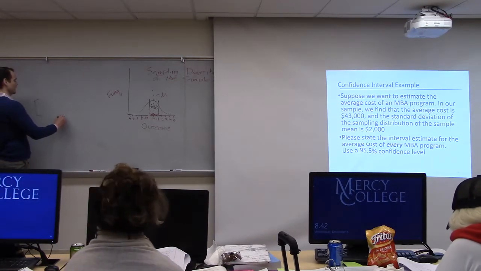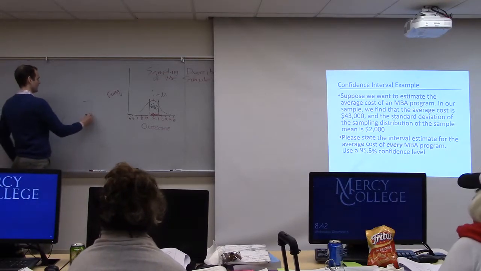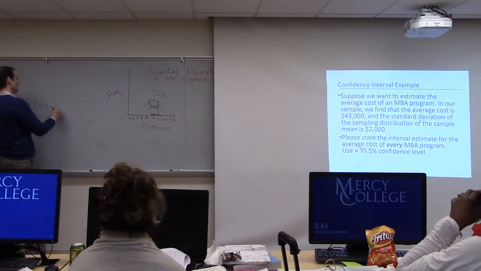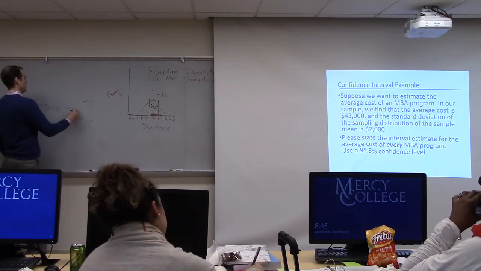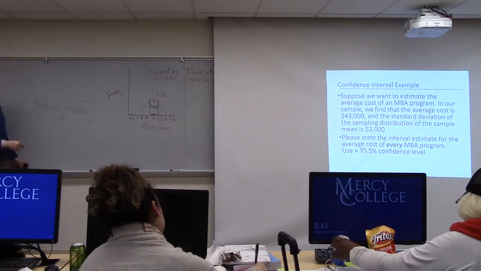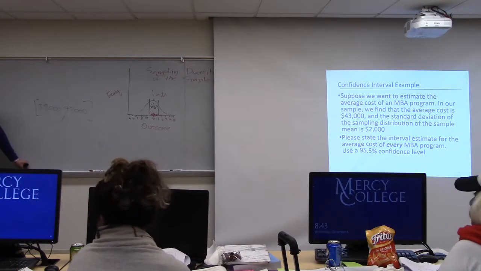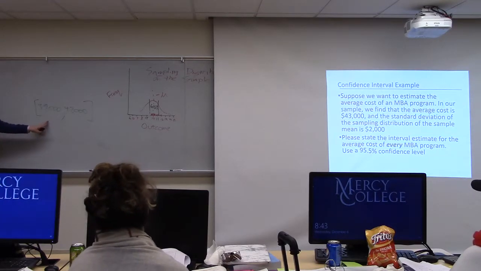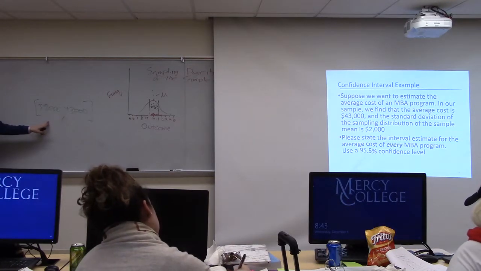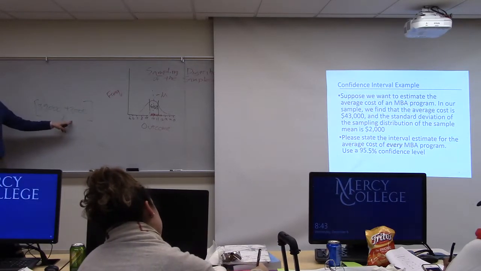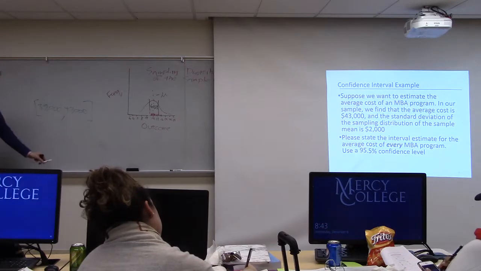Who has an answer? 39,000 and 47,000. I like it. Do you all like it? I'll tell you how. Let me just state how you'd explain the answer. You'd say I'm 95.5% confident that the true population mean is between 39,000 and 47,000. Here's how you know.